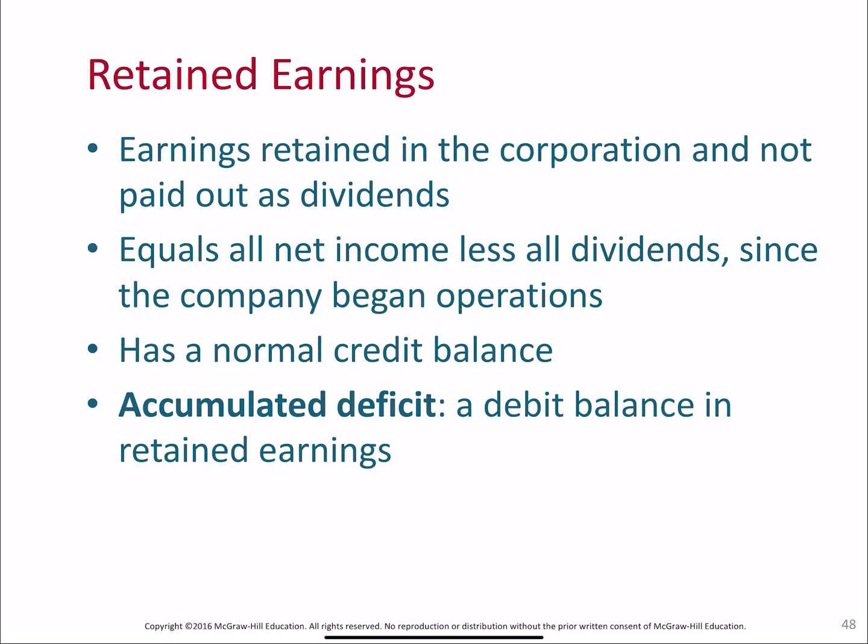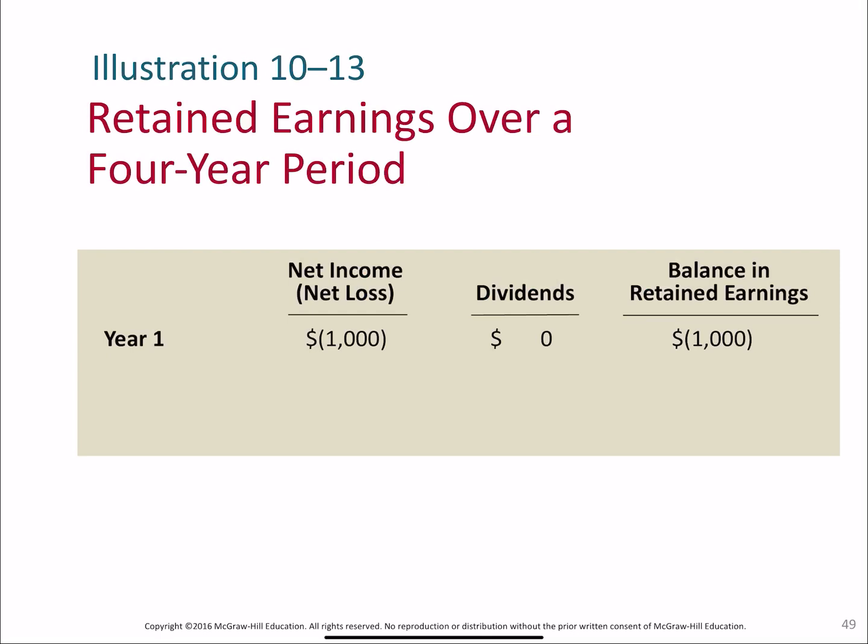Now, what happens if I just lose money all the time? Then we call the retained earnings having an accumulated deficit. It just means there's a debit balance. It's not really a contra liability or contra equity because it should have a credit balance, but it can sometimes be a debit if the company has lost money since the beginning of time.